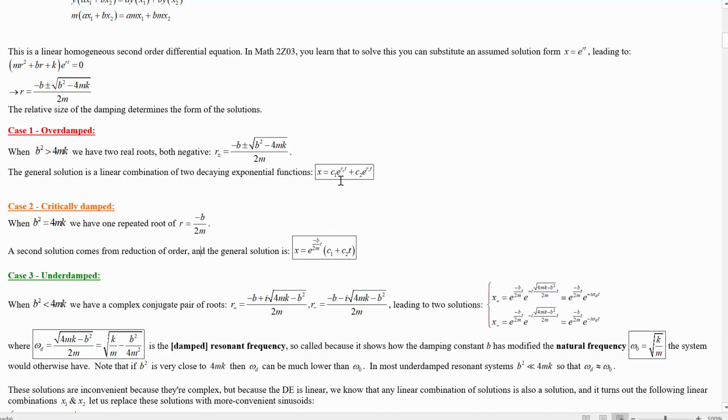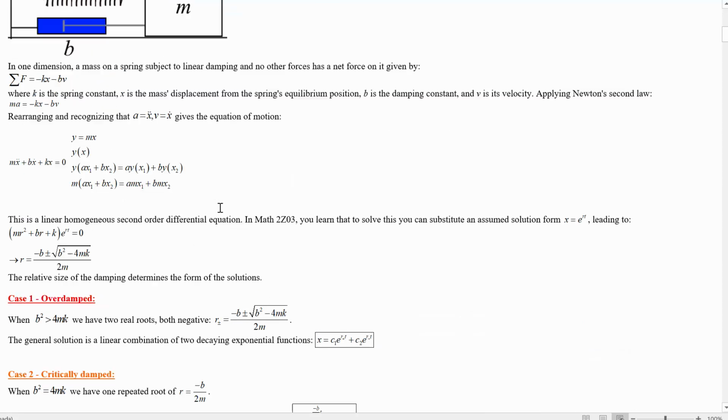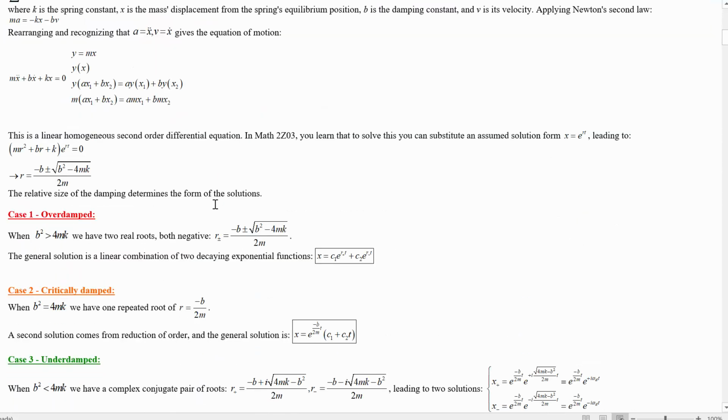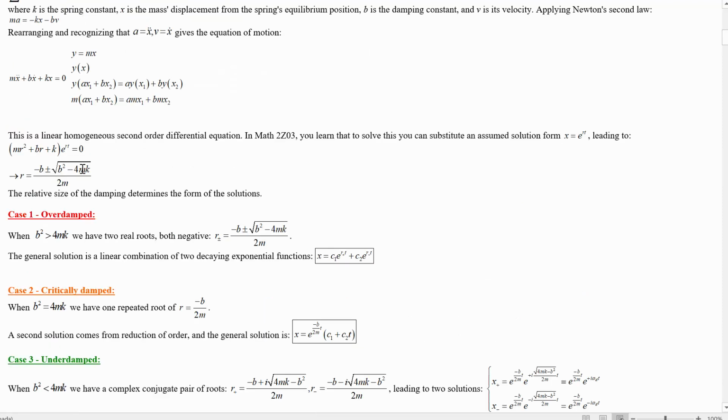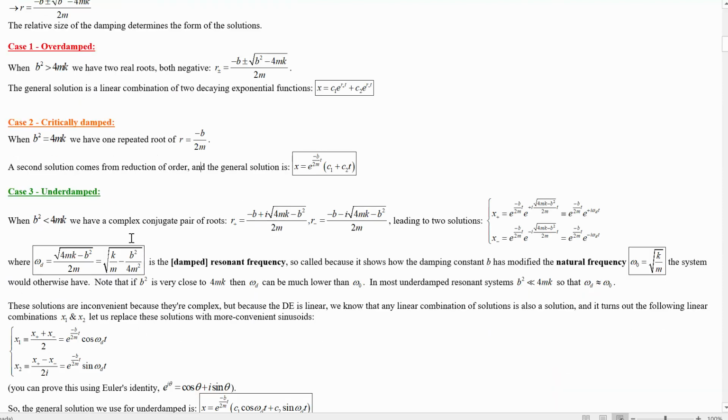So this still decays back to the equilibrium position. But something special happens. If b squared is less than 4mk, then this root here ends up being the root of a negative number, so it's imaginary, and we can write it a little bit more conveniently by factoring out an i from there. So factor out a negative under the root sign.